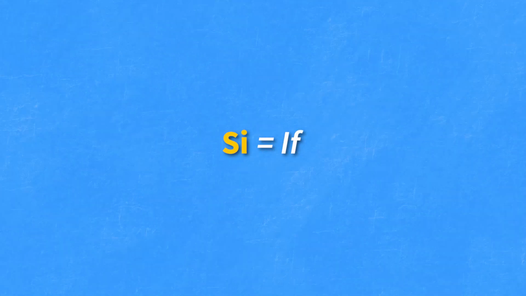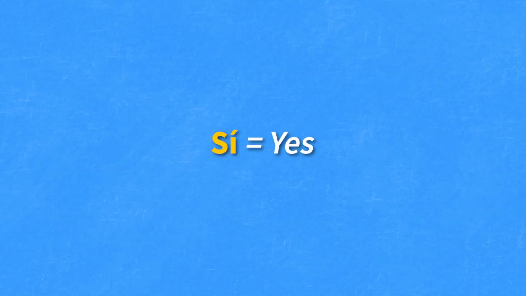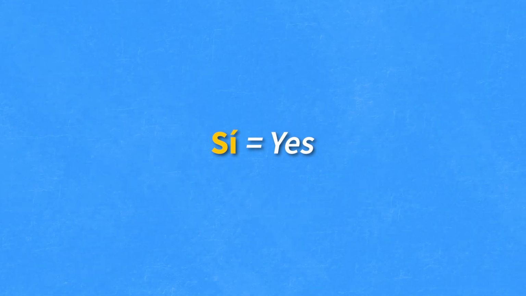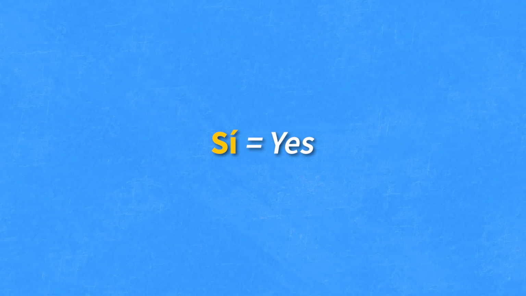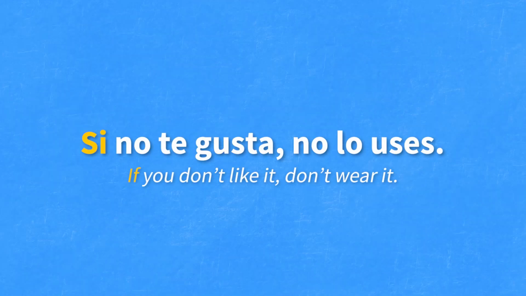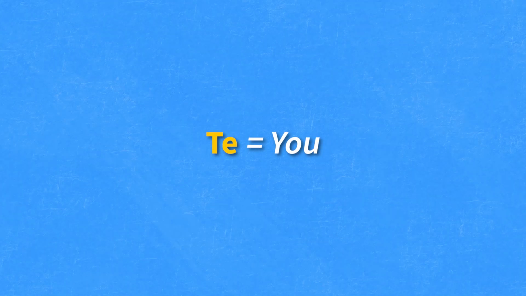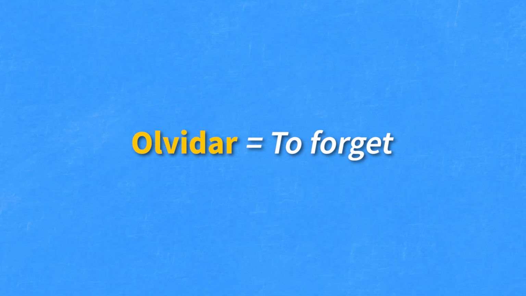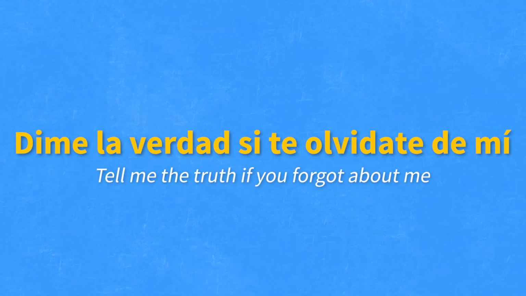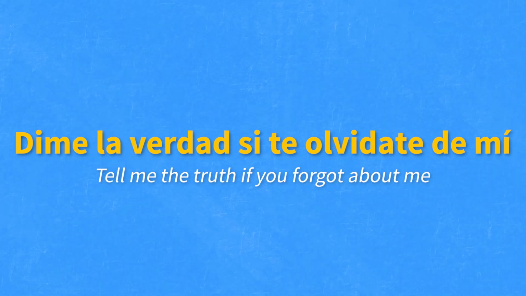Si means if. It is important to note that si can also mean yes in Spanish. The difference between si meaning if and si meaning yes is usually clear from the context. For example, when someone says, si no te gusta, no lo uses, they are using si as if. Te is a pronoun that means you. Olvidaste, which means forget, is the past tense of olvidar, to forget. By saying, dime la verdad, si te olvidaste de mí, Bad Bunny asks her to tell him if the truth is that she forgot about him.